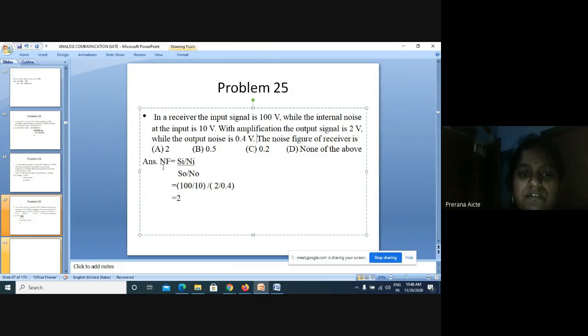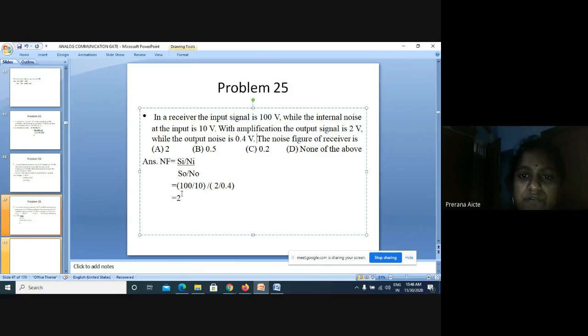Generally, the noise figure of a receiver is given by the expression: noise figure equals Si by Ni, that is signal power at input by noise power at input, whole divided by signal power at output by noise power at output. This is the expression we use to find the noise figure: noise figure equals (Si/Ni) / (So/No).